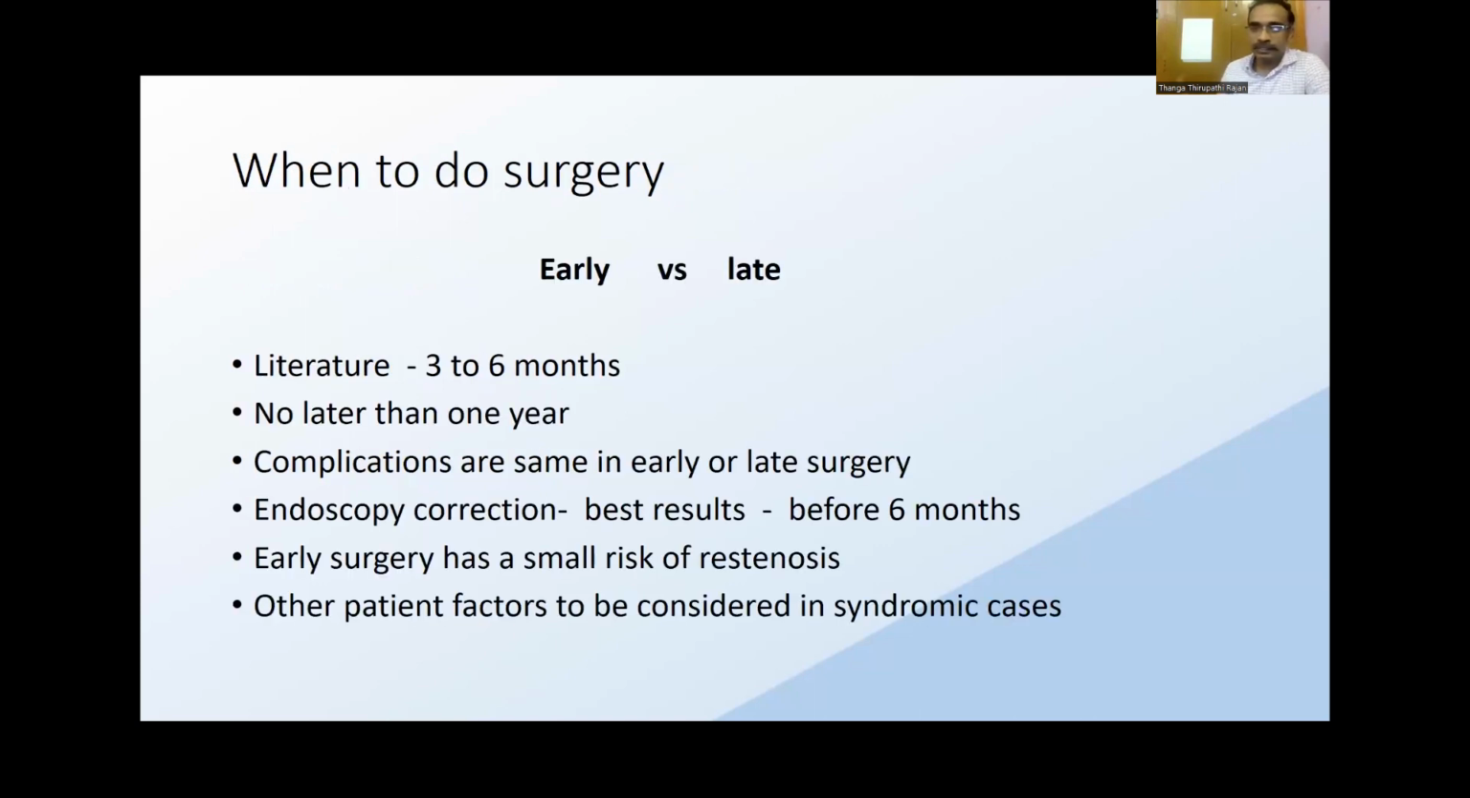So the next question is when to do surgery, whether early or late. Late has now been given up. I think all cases have to be operated by 1 year. That's what the latest literature says. 3 to 6 months for endoscopic surgery and 6 to 8 months for open surgery. This is the consensus at present with all the literature I've read. And in my experience also, 6 to 8 months is the ideal period for open correction because it is a major surgery. It takes quite a bit of time.